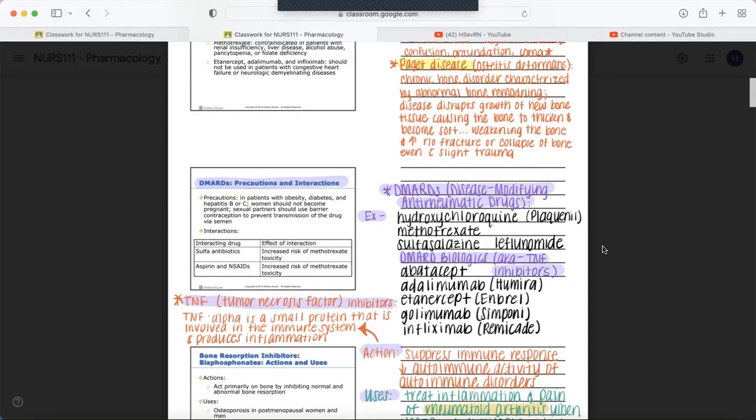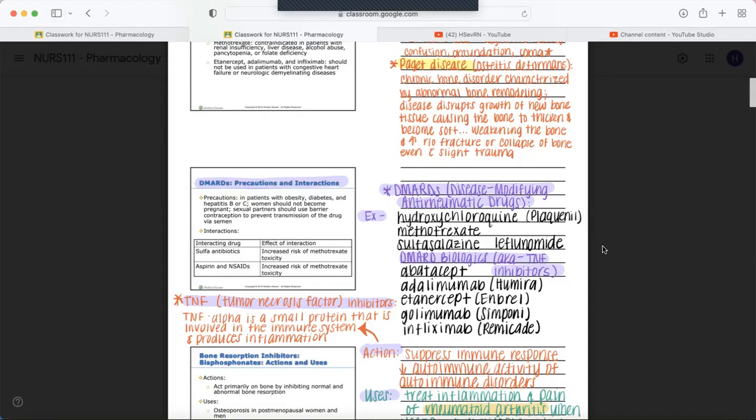Then we have DMARDs, or disease-modifying drugs, that are biologics. So they are TNF inhibitors. TNF is tumor necrosis factor, and TNF inhibitors work by inhibiting TNF alpha.